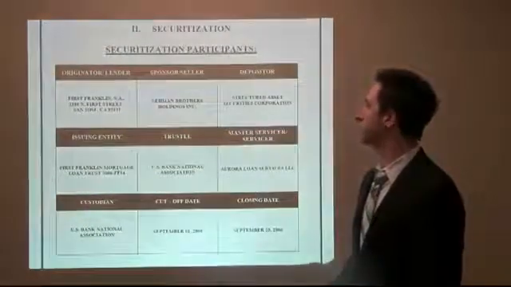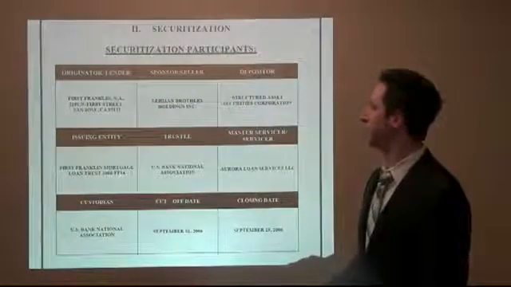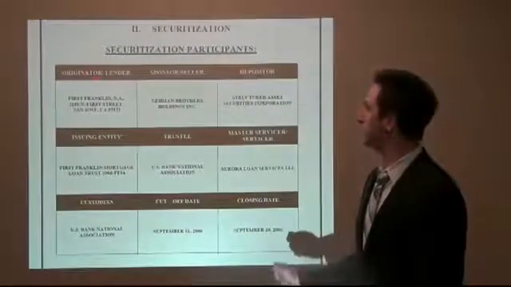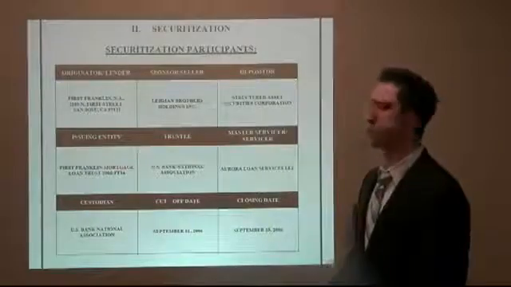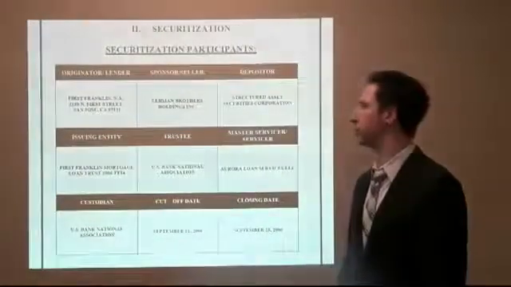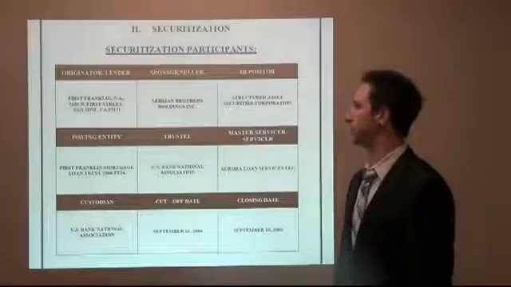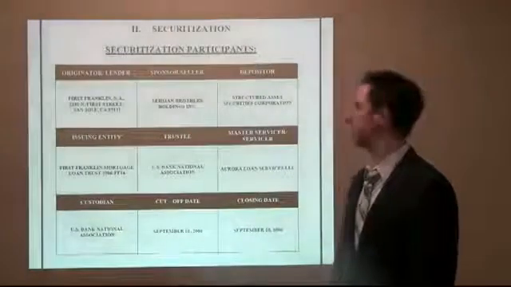The original lender, the sponsor, the depositor, and the issuing entity. These four components here will make up what a proper chain of title should be. So once we go to the chain of title page, you'll be able to see if the loan traveled through a proper chain of title.